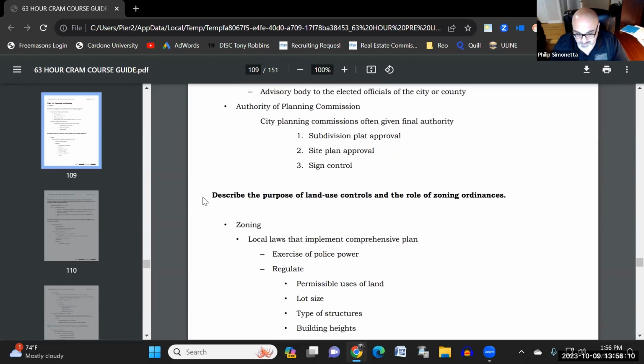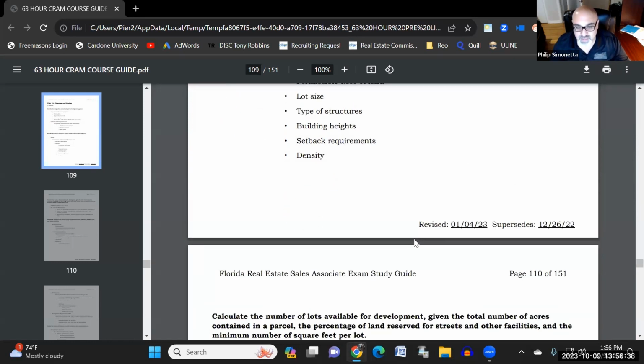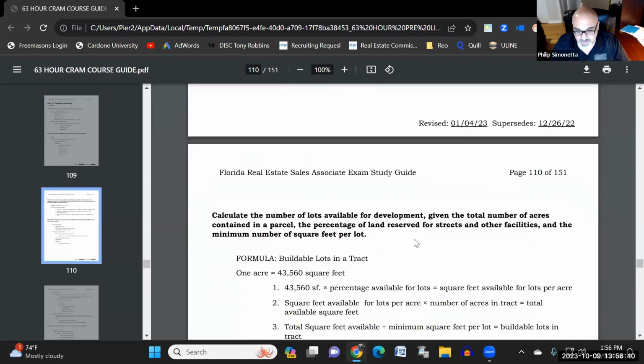Then you need to be able to describe the purpose of the land use controls and the role of zoning ordinances. So zoning is basically local laws that implement comprehensive plans. And it's the exercise of police power to regulate. And they do that by permissible use of the lands, the lot size minimums, types of structures, building heights, setback requirements, and density levels. All of that helps them control the land.